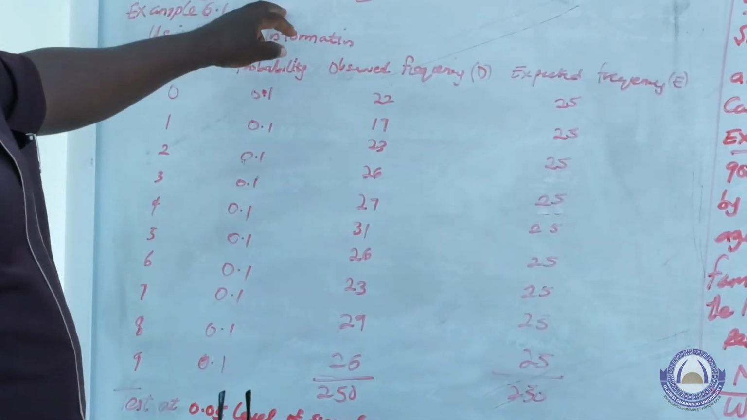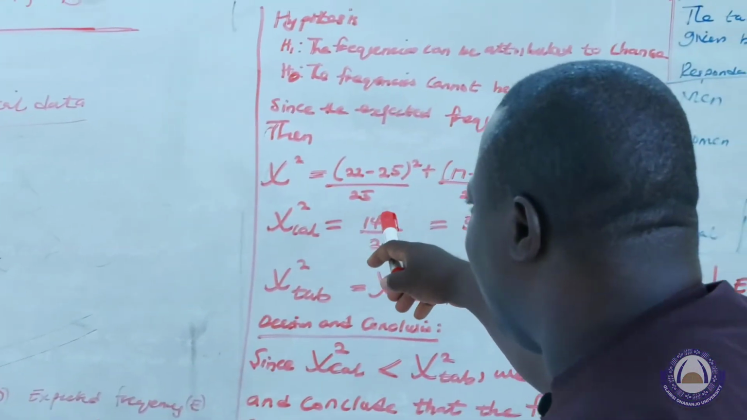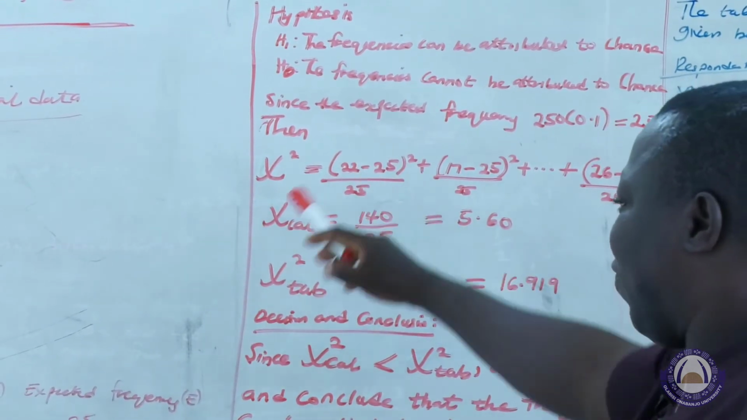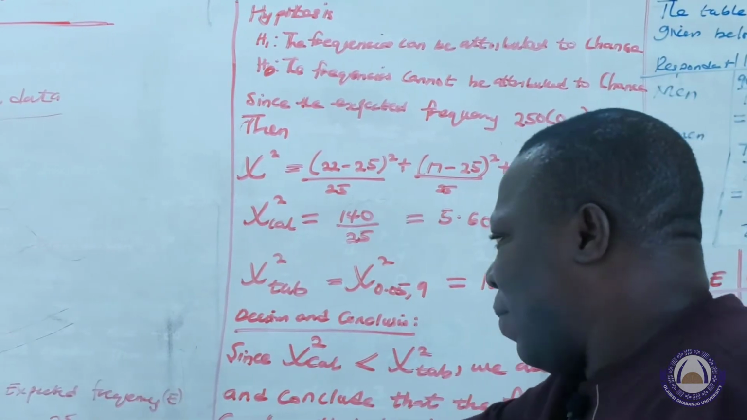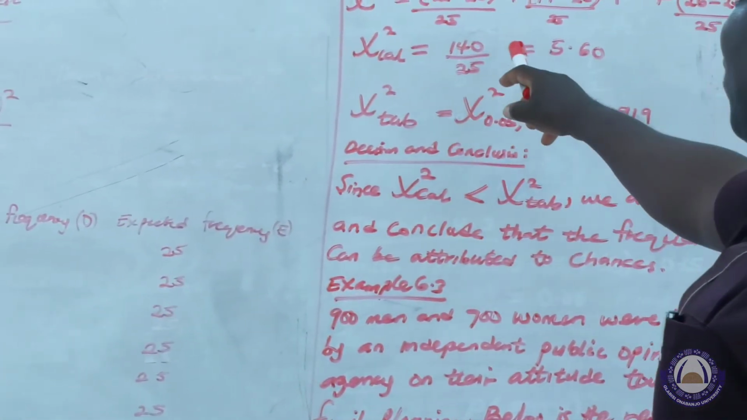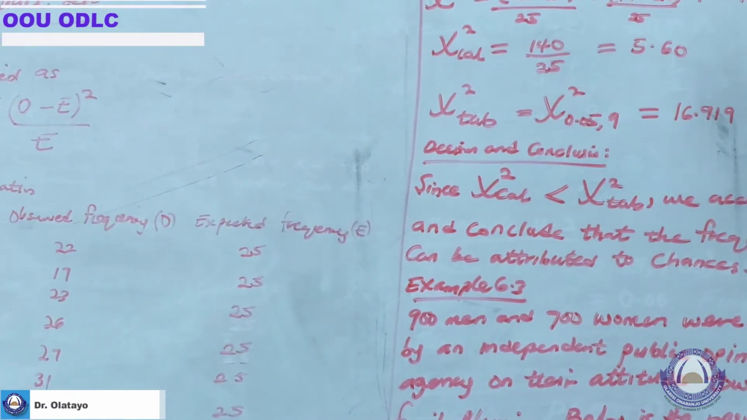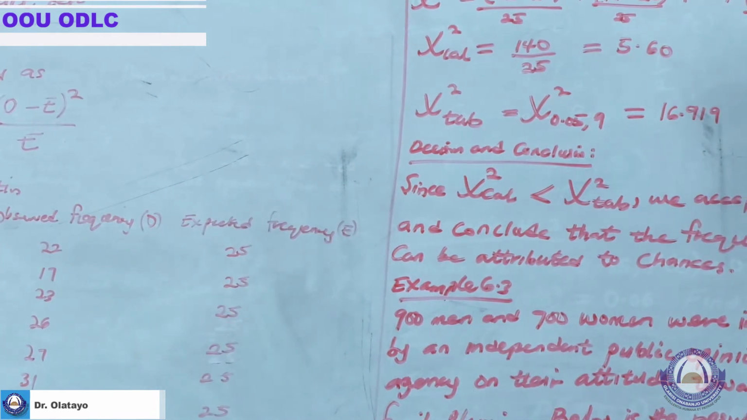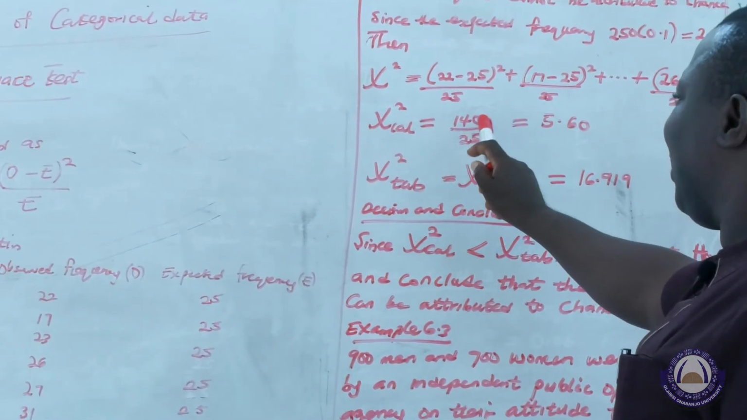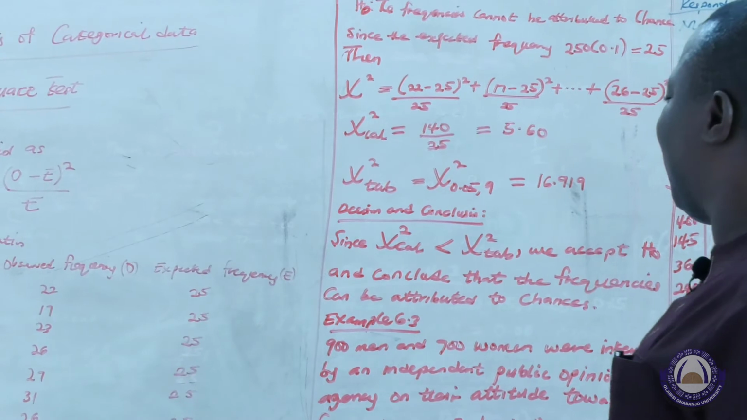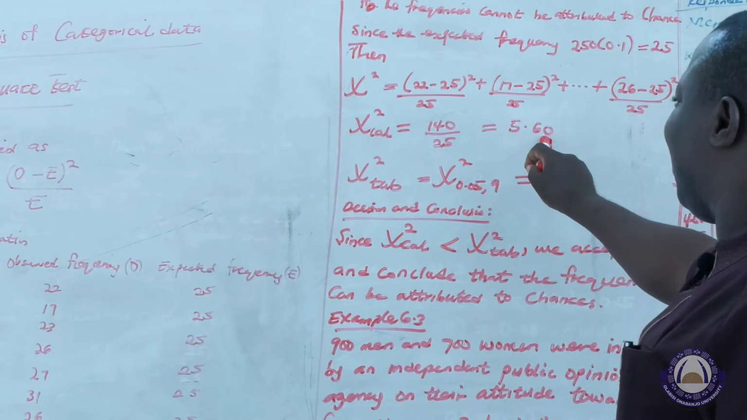Back to our formula. Now we are going to fit the observed and expected values into the chi-square formula. The first observed frequency is 22. We subtract 25 from 22, squared, divided by 25, followed by the same for each value up to the last data, which is 26 minus 25, squared, divided by 25. So the chi-square calculated is 140 over 25, because the denominators are the same, and the answer is 5.60.